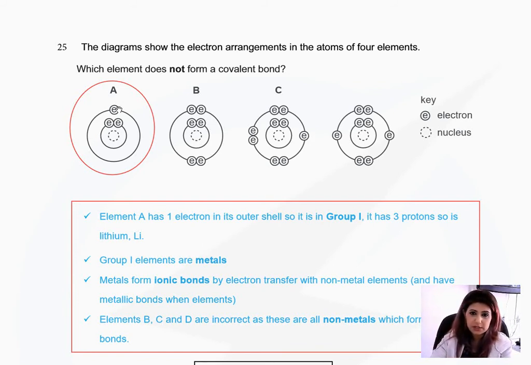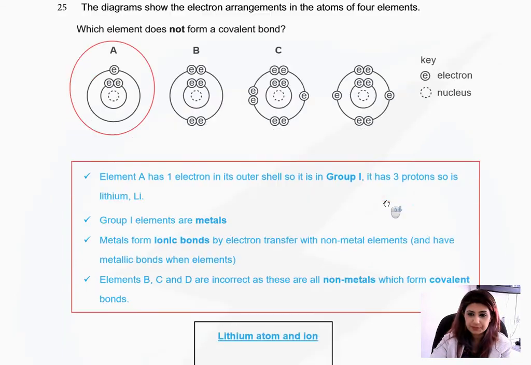So your answer will be between 1, 2, 3, and then 8 in the outer shell. Here's 1, that's the answer. It does not form a covalent bond. Here's 4, here's 2, 4, 6, 7. 2, 4, 6. So all of them are above 3.